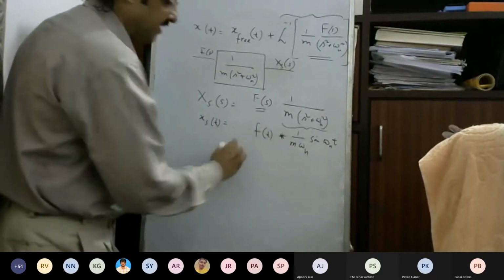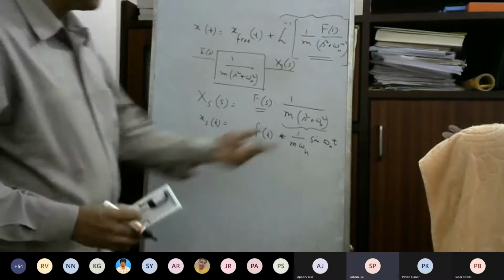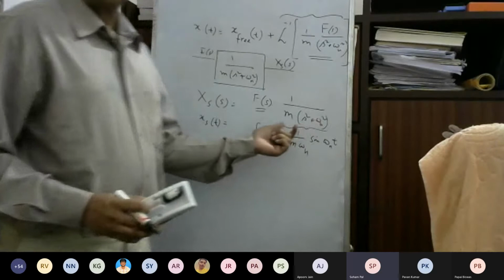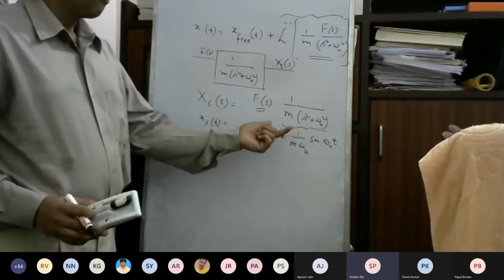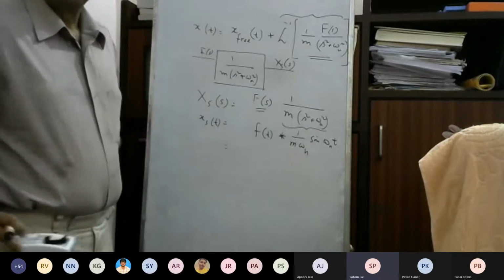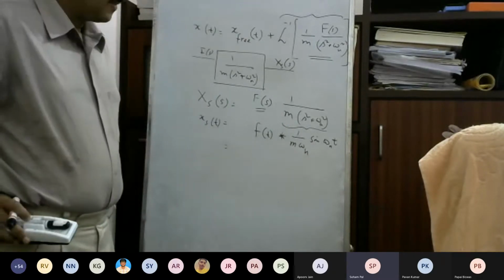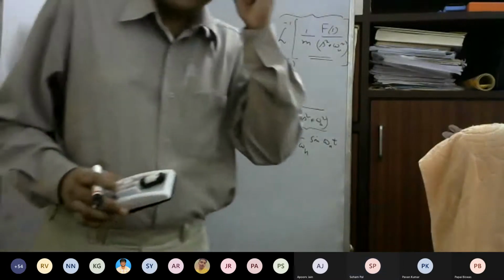So how do we write down the convolution? Now, 1 by m omega n square, the answer ft into 1 by m omega n square sin omega n t. Why omega n square? Because omega n square will come on the top and on the bottom.